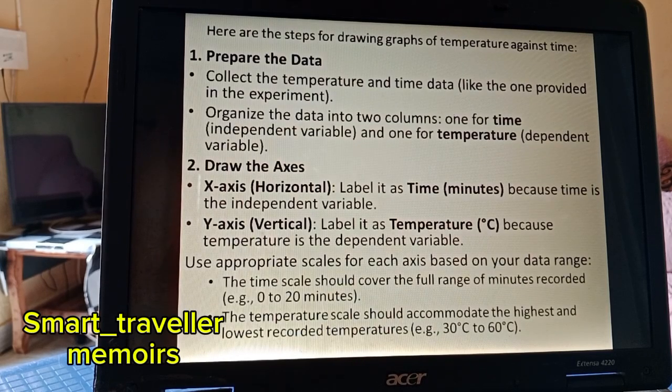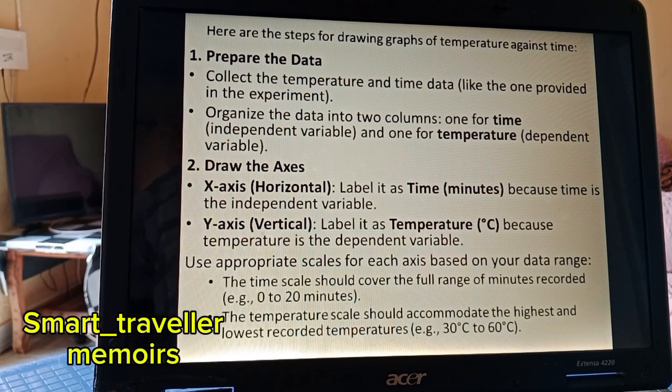Here are the steps for drawing the graphs of temperature against time. Prepare the data. Collect the temperature and time data like the one provided in the experiment. Organize the data into columns, one for time, the independent variable, and one for temperature, the dependent variable.